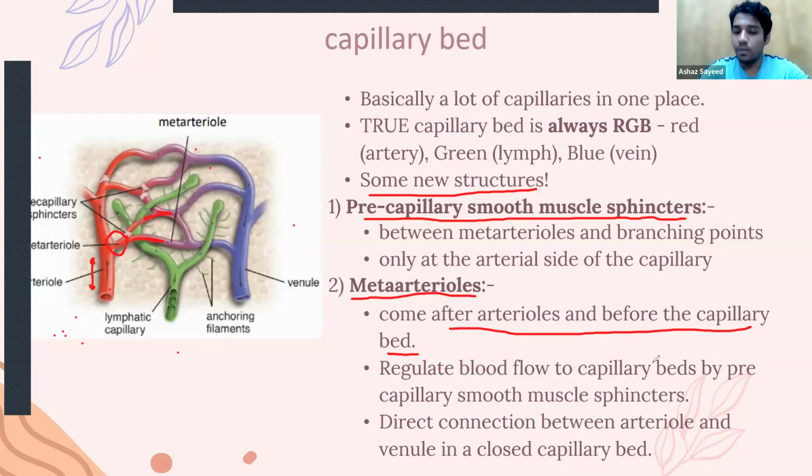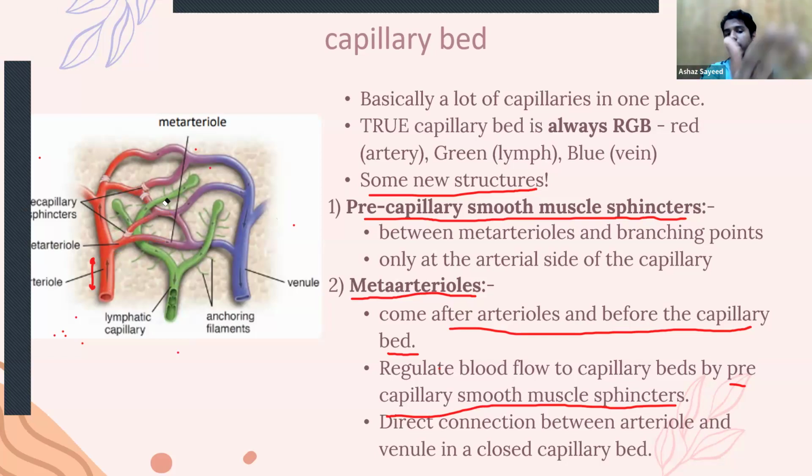It regulates blood flow to capillary beds by pre-capillary smooth muscle sphincters. So look at this. This is a smooth muscle sphincter. This is a smooth muscle sphincter. This right here, that's the meta-arteriole. So if the sphincters are open, if they're relaxed, blood goes from the arteriole through the meta-arteriole into the capillary bed.